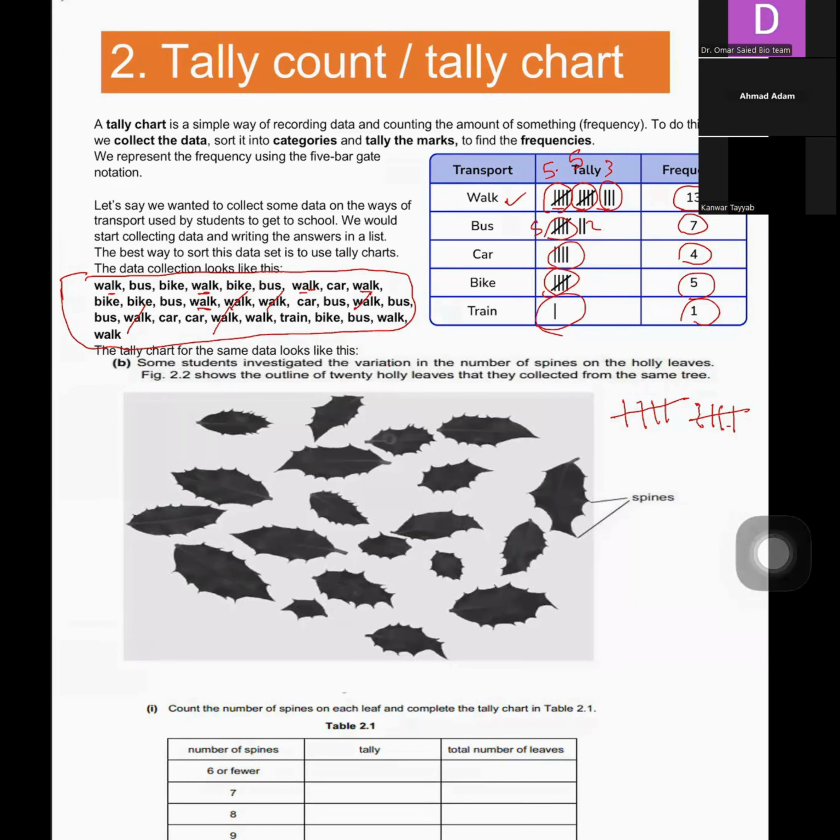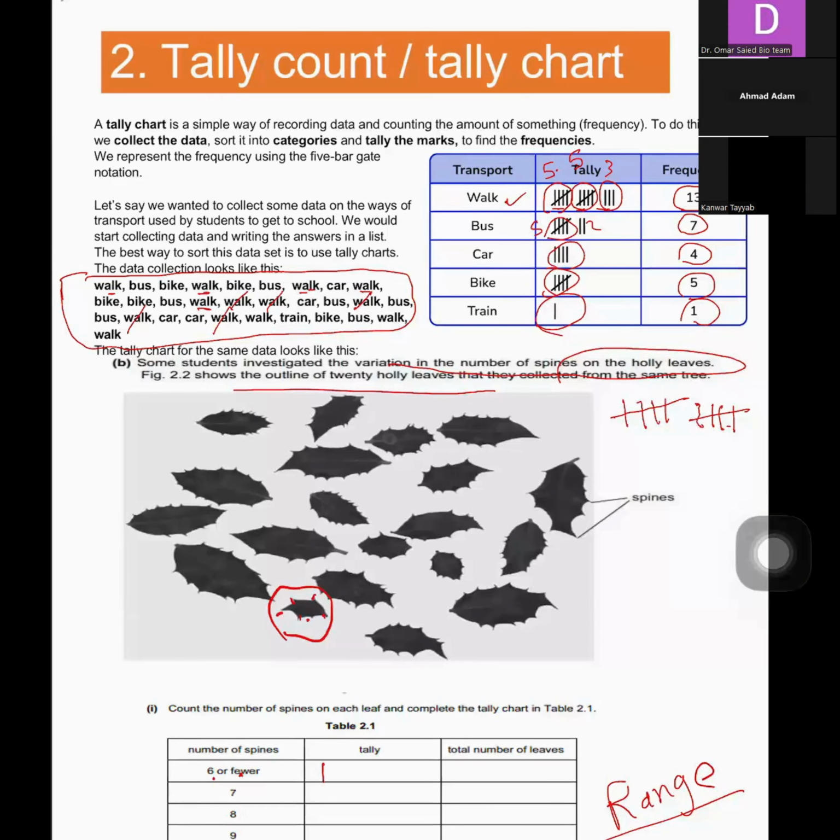Some students investigated the variation in the number of spines of holly leaves. The figure shows 20 holly leaves that they collected from the same tree. Take care. In tally count, for example, in 3 or 4 marks, there is variety because the counting of one student is different than the other. But there is a range that you move through. For example, number of spines. The leaves which have 6 or fewer. For example, this leaf. How many spines are there? 1, 2, 3, 4, 5, 6.